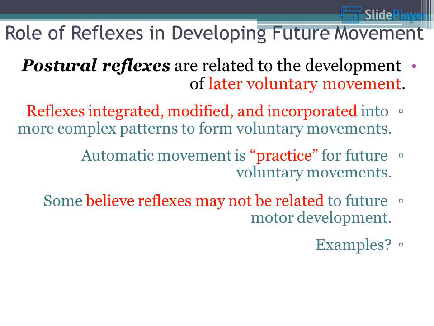Examples? Role of reflexes in developing future movement. Postural reflexes are related to the development of later voluntary movement. Reflexes are integrated, modified, and incorporated into more complex patterns to form voluntary movements. Automatic movement is practice for future voluntary movements. Some believe reflexes may not be related to future motor development.